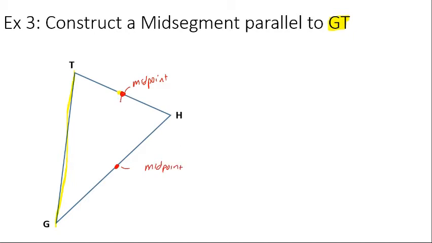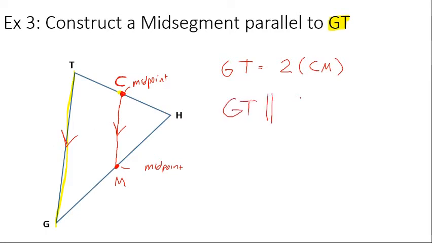And again, we connect segments, and that's their parallel. So again, we're going to say that GT is 2 times, again, I'm going to call this one, and let's say C, just say CM. GT is equal to 2 times CM. And again, put the parallel signs. You also say GT parallel to CM.